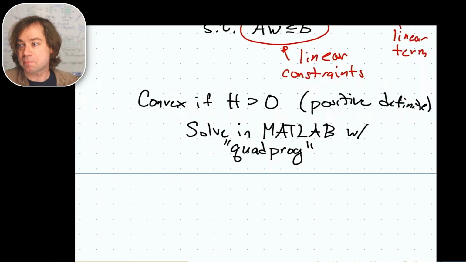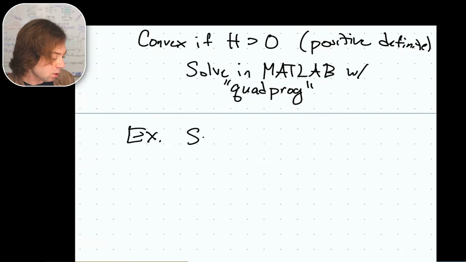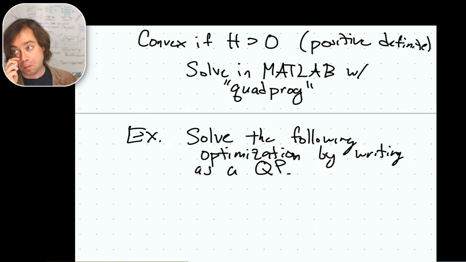So let's do an example, okay? Let's do an example. Let's solve the following optimization by writing it as a QP, quadratic program. Okay?